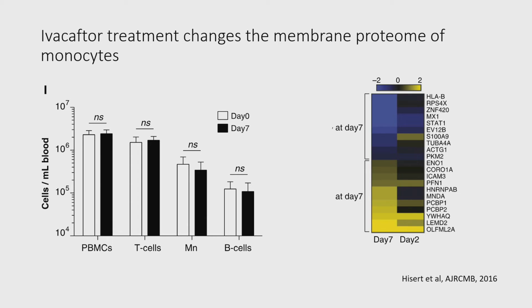We've also been able to use data from ivacaftor to tell us a little bit about the effects of CFTR modulation on immune cells. This again is some of Dr. Heiser's data looking at the membrane proteome of monocytes in patients who have had a short-term treatment with ivacaftor. And as you can see here, the membrane proteome changes, suggesting that there are changes in phenotype of these cells that are occurring with treatment.